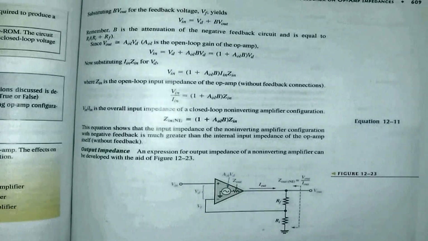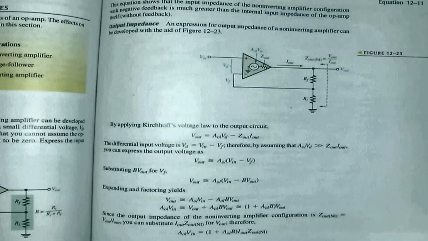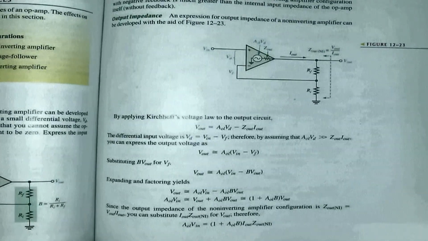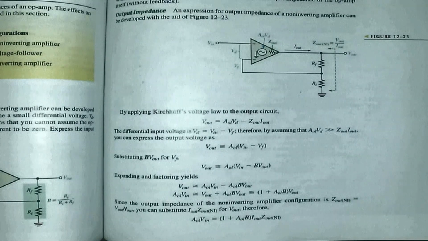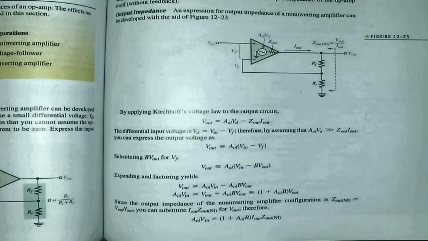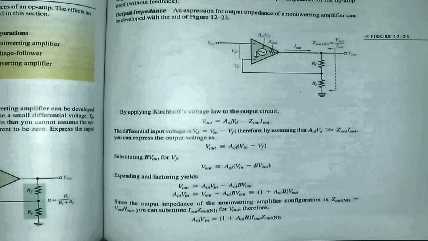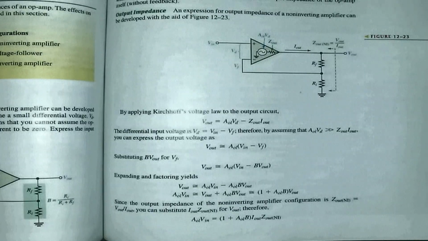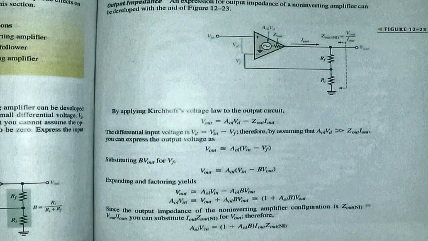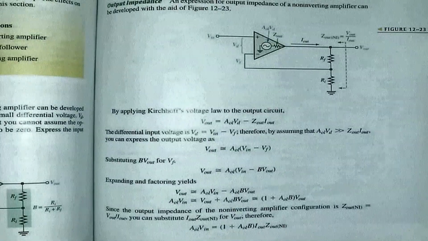Now we're going to look at the output impedance. What's going to happen to the output impedance of an op-amp? We know that an op-amp has a very low output impedance. But if we apply negative feedback, that output impedance is still going to decrease. It's going to make it smaller. And we want a quite small output impedance. That means the moment we apply negative feedback on this non-inverting amplifier, the output impedance will also decrease.